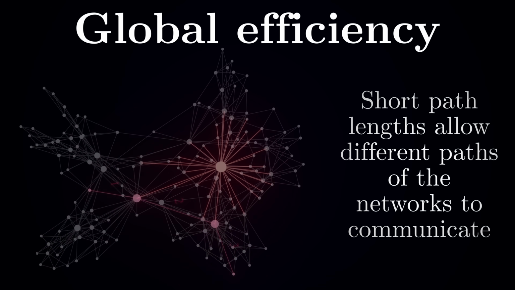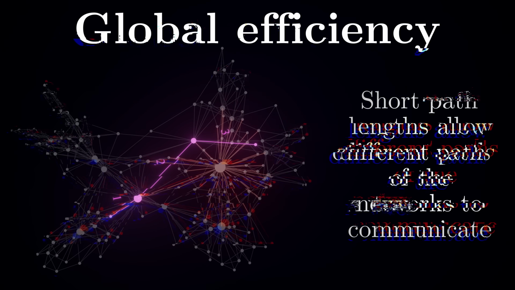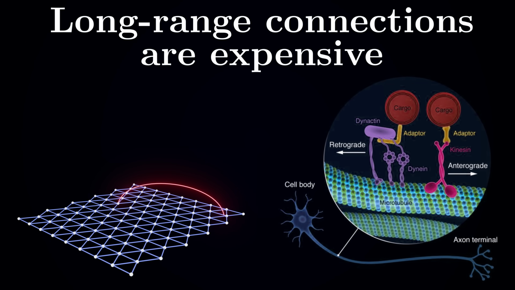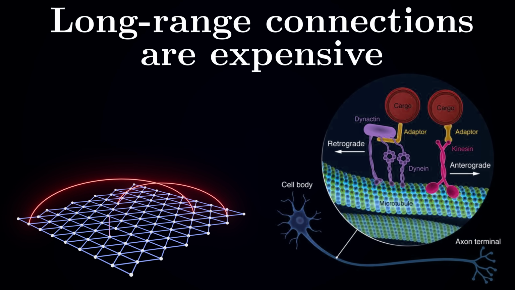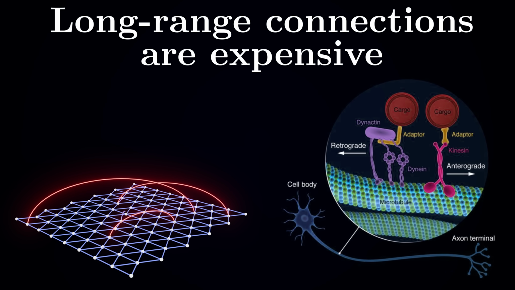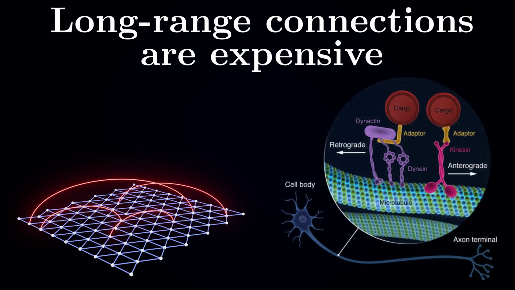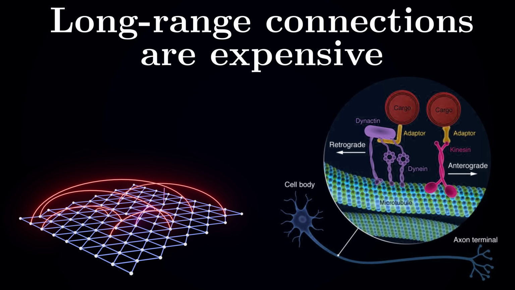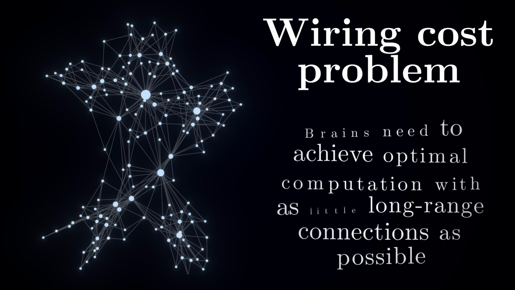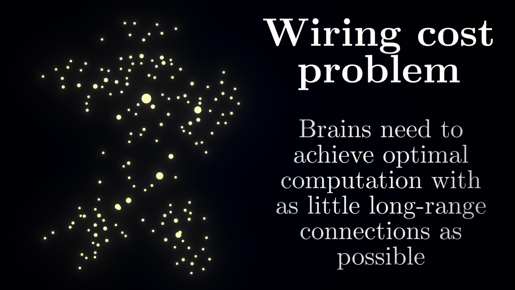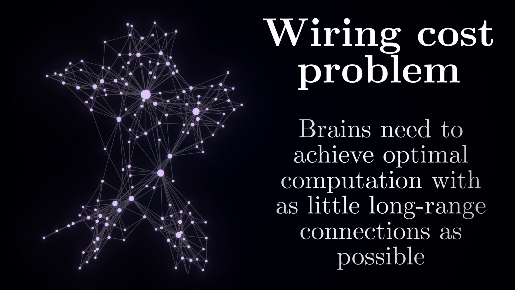Of course, this global connectivity comes at a cost, as each long-range connection requires energy to maintain and takes up valuable space inside the skull. The longer the axon wire, the more cellular machinery is needed to transport proteins and maintain the connection. This wiring cost problem is exactly why the brain can't simply connect everything to everything. It needs to achieve maximum computational power with minimum possible wiring.